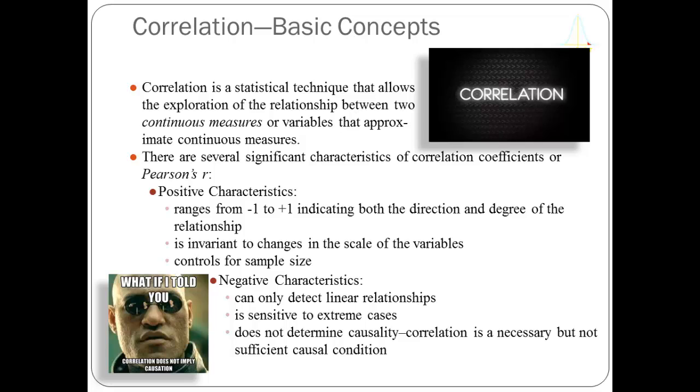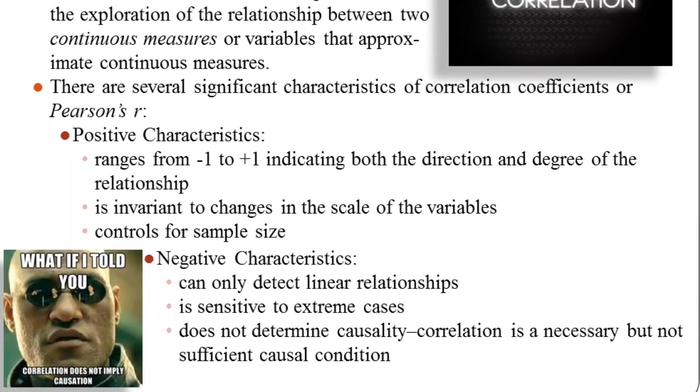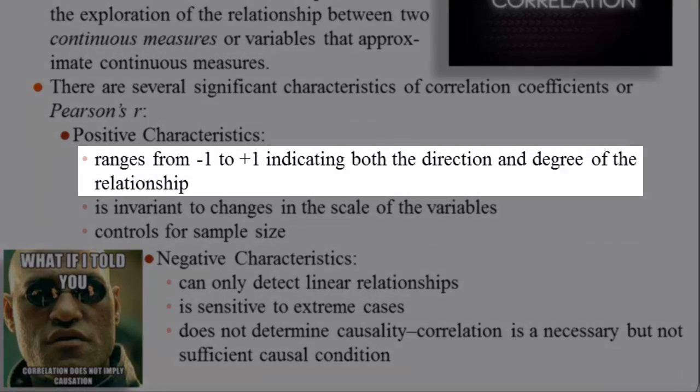Pearson's R is a pretty good statistic to know about. It has a couple of very positive characteristics. Number one, it's a dimensionless statistic, and by that I mean regardless of how we measure things, it will always produce a value between -1 and 1. And it indicates both the direction of the relationship, negative or positive, as well as the degree of the relationship, how far away it is from 0, close to the extremes of either 1 or -1.